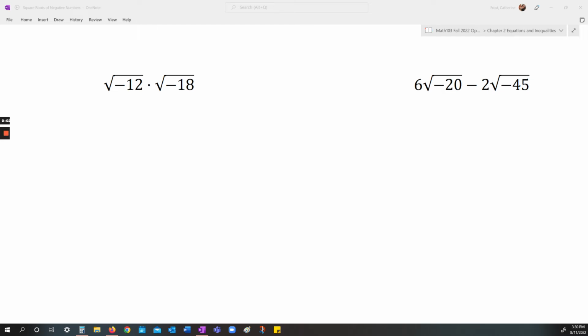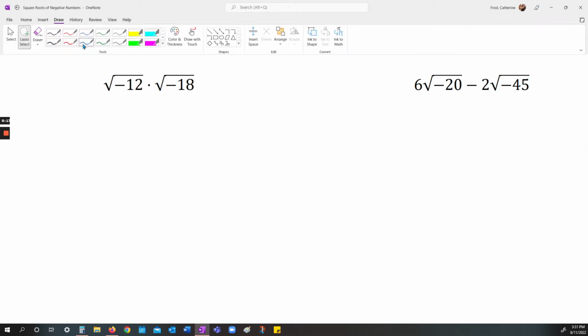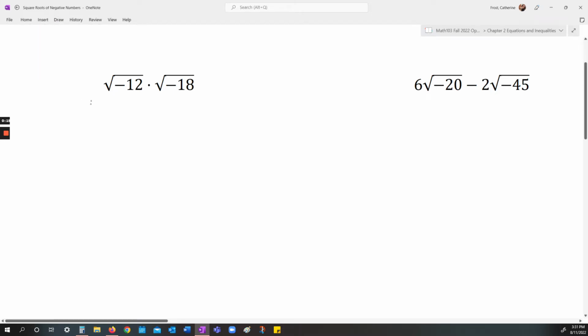Let's look at a couple of problems involving square roots of negative numbers. There are a couple of ways that it's easy to make mistakes with these kinds of problems, especially in ones like this first one. When you're multiplying or looking at a fraction of two square roots of negative numbers, there's a certain mistake that's very easy to make.